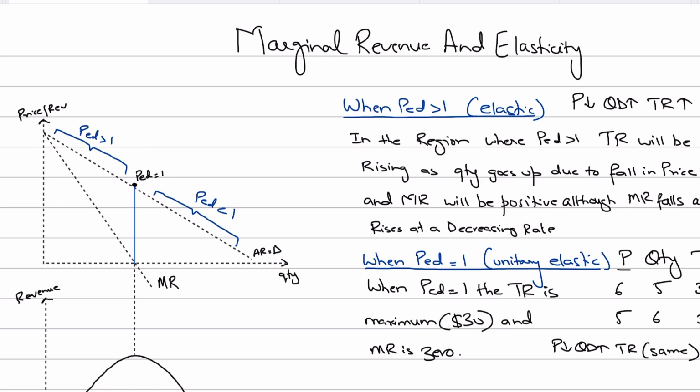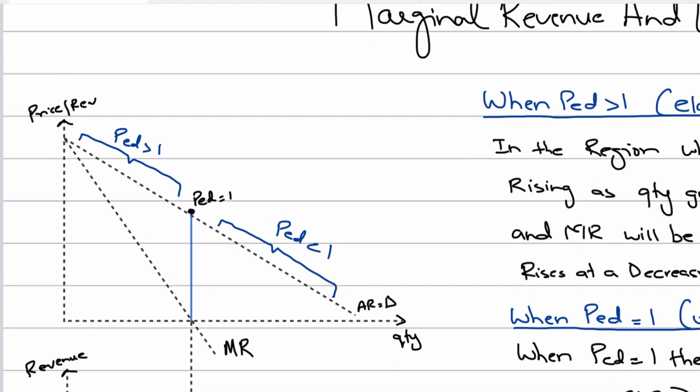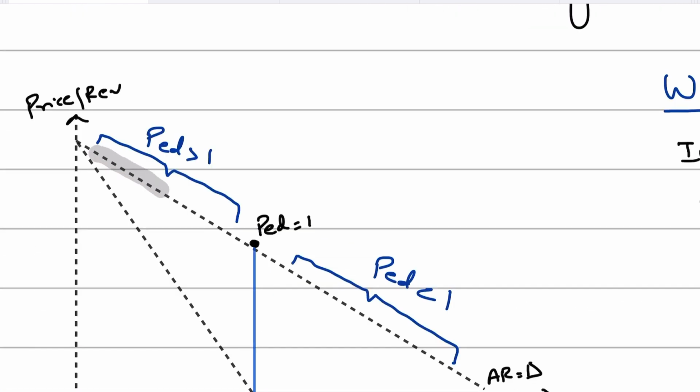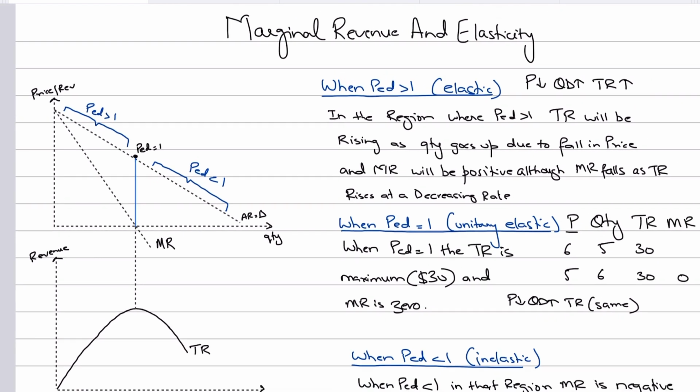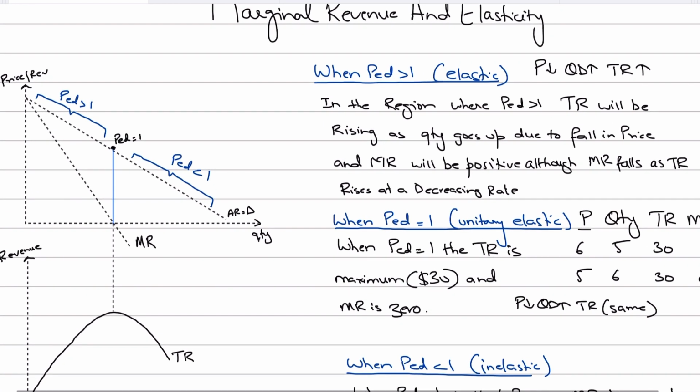So guys, when PED is elastic, in the region where PED is elastic, whenever the firm is selling a quantity in this region, because each time it needs to sell more, it needs to reduce the price to increase quantity demanded. And in that region, we know that it's elastic. So basically what's going to happen is that in the region where PED is greater than 1, your total revenue will be rising, right?